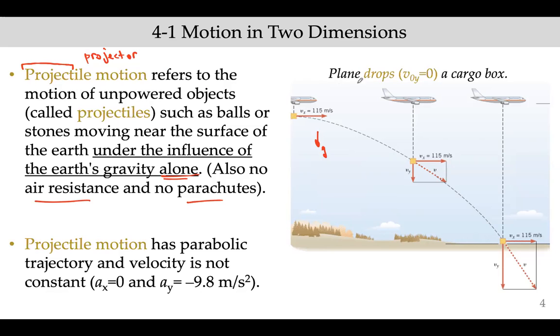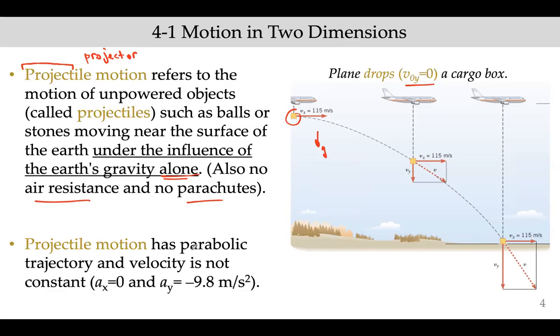In this example, a plane drops a cargo box. So drops means it drops it with zero initial velocity. It could throw it down as well. It could have some initial velocity in the down direction as well. That doesn't change the projectile motion. So as soon as this box leaves the plane, after that point, the only force on it is gravity because there's no parachute and we ignore the air resistance. Then we call this motion projectile motion.